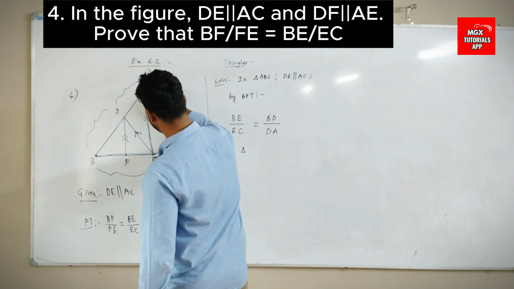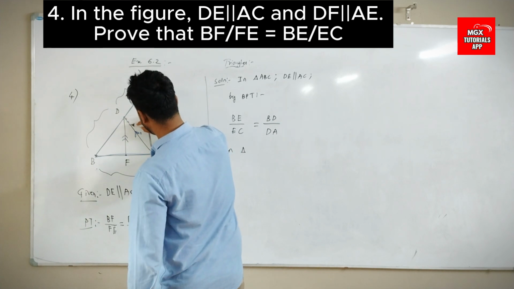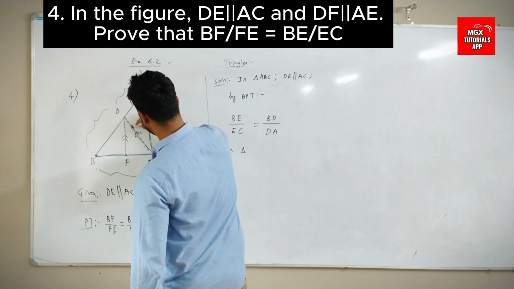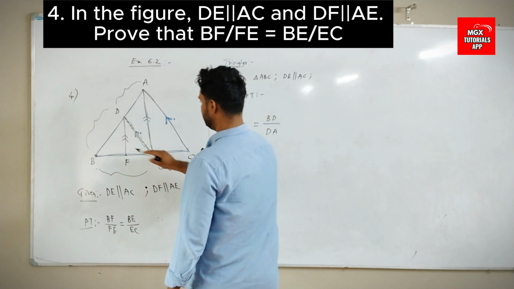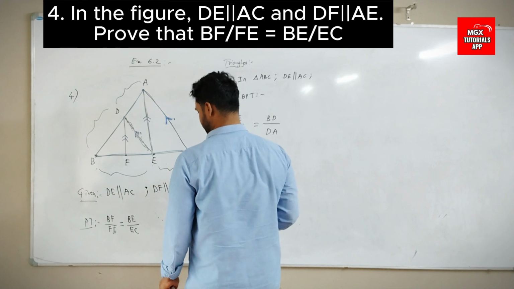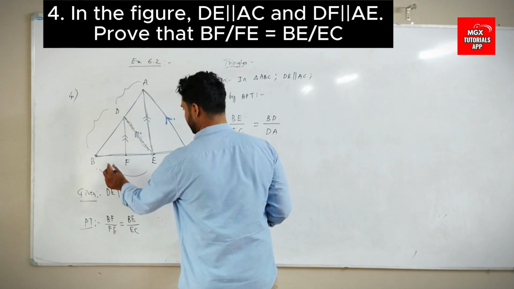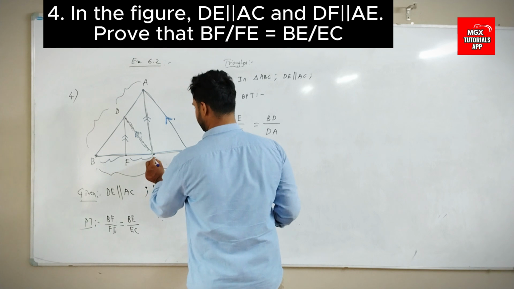Now this is parallel to this. Okay, leave this line. Think this is not there. This is the triangle ending. Okay, this is parallel to this. Now again, BF by FA. I want BF is here, FE is here.